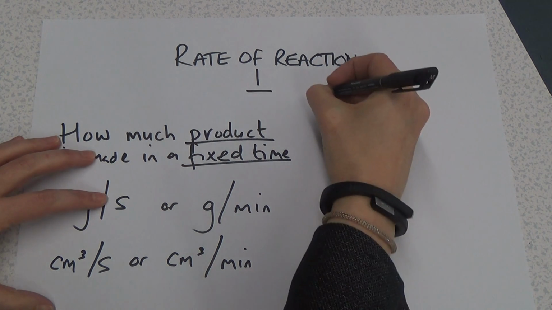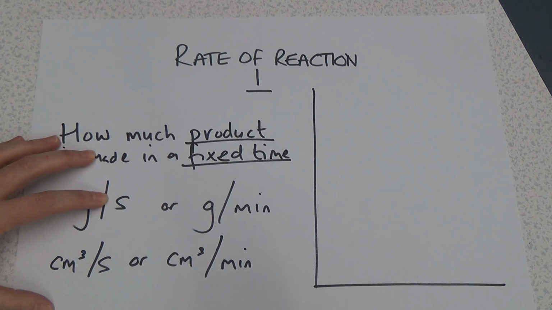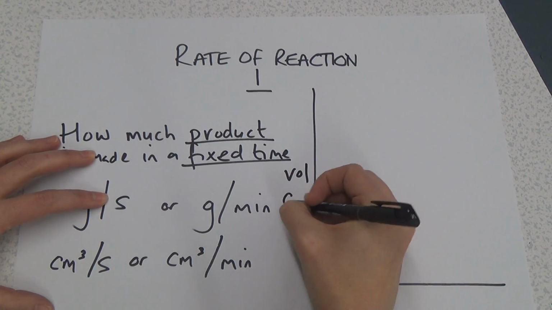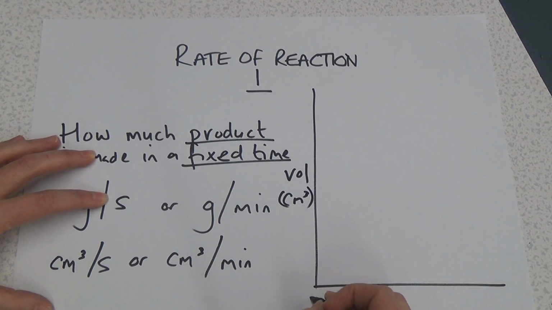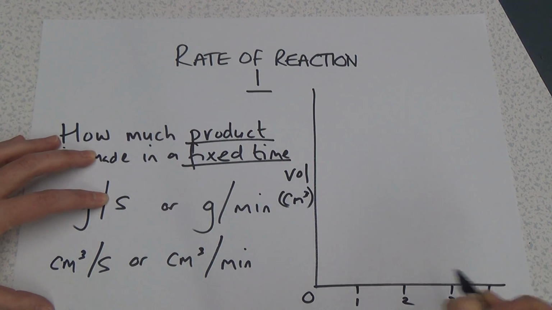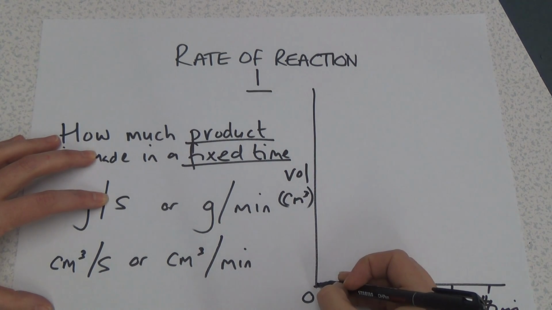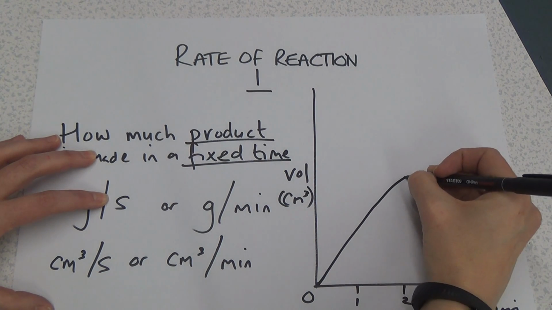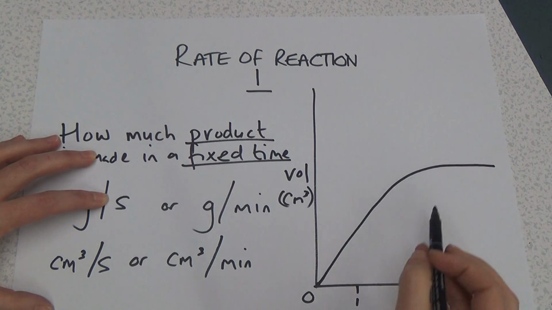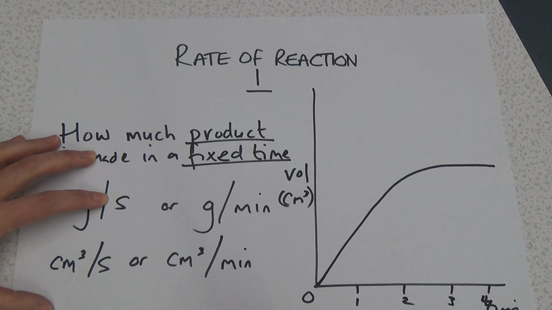So you may, for example, be given a graph, and let's just say we are talking about volume of gas in centimetres cubed. And along the bottom we have the time, and that time is going to be in minutes. Now most graphs, when you're measuring either mass or volume, will produce a shape like this. Quite a quick start point, and then it will start to slow down until eventually you have made the maximum volume of gas that you could possibly produce, and basically the reaction has stopped.